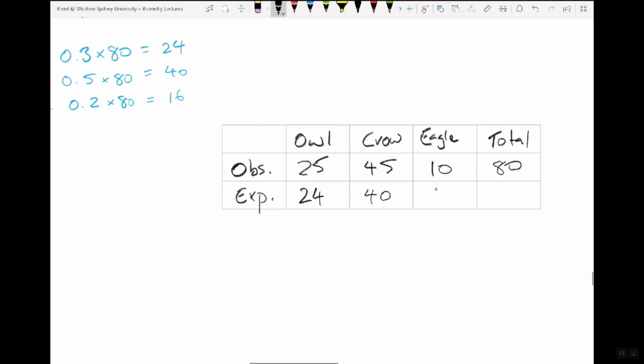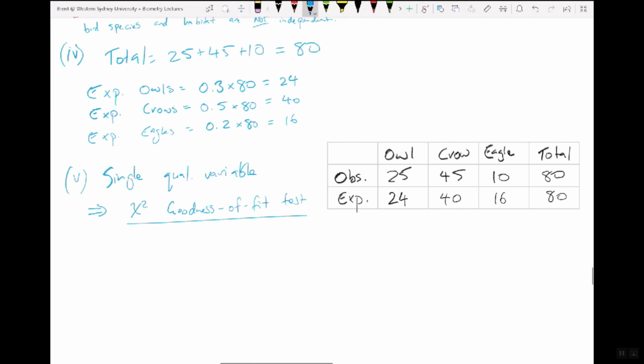So in the first category, I could label these however I want. I'll call that i equals 1 for owls, i equals 2 for crows, i equals 3 for eagles. It doesn't actually make a difference if you swap that order around, because I'm just going to add them all up in the end anyway, as long as you keep those pairs of numbers together. Keep the owl numbers together, keep the crow numbers together.